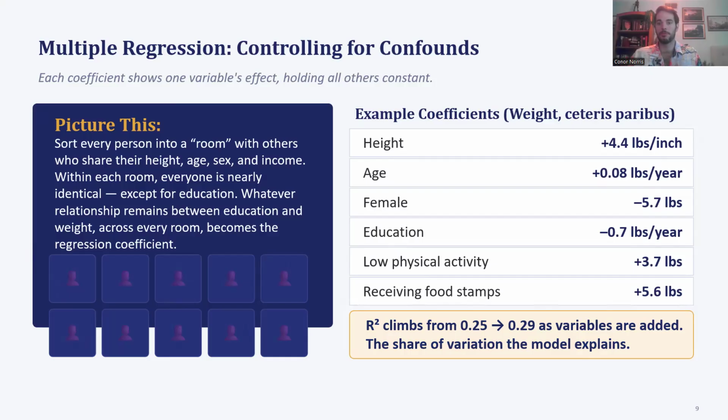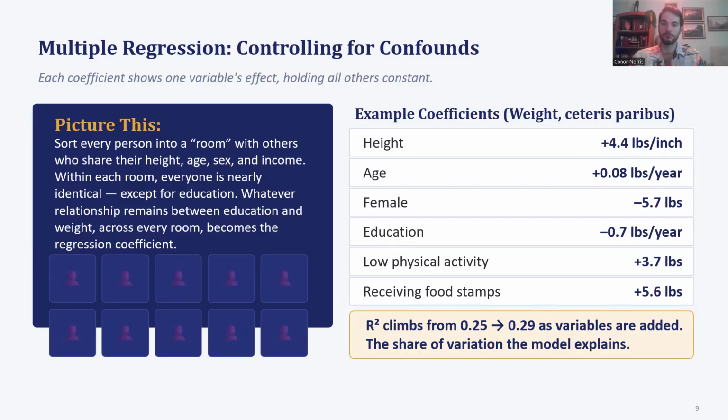The book offers a helpful mental picture. So imagine sorting every person into rooms where everyone shares the same height, the same age, the same sex, the same income. Within each room, the only thing left varying is education. So whether the relationship remains between education and weight in every room combined is the coefficient regression gives us.